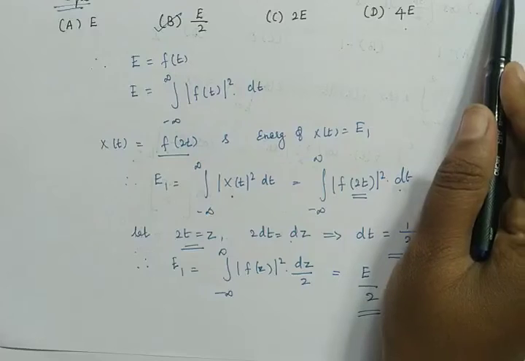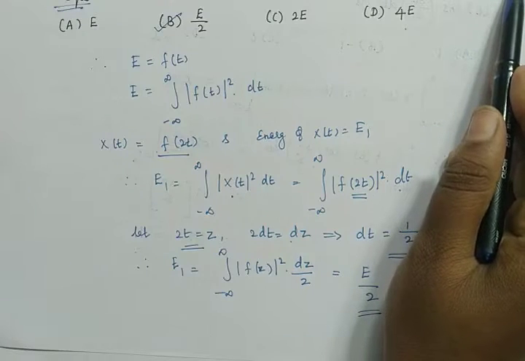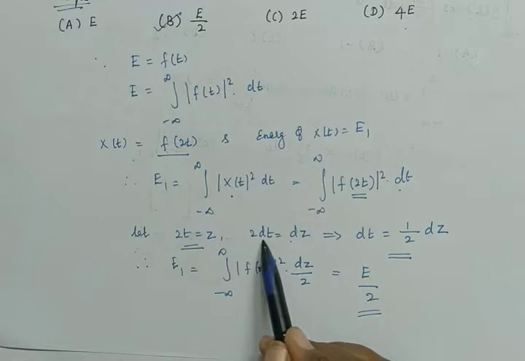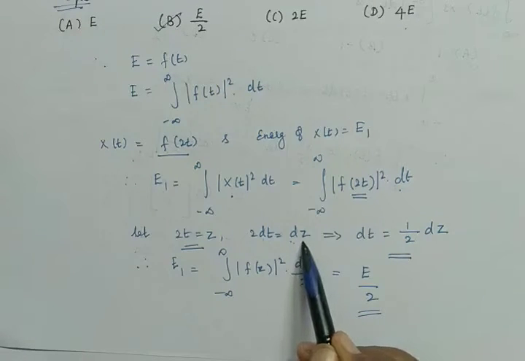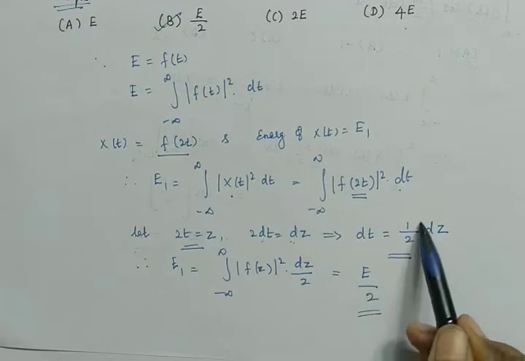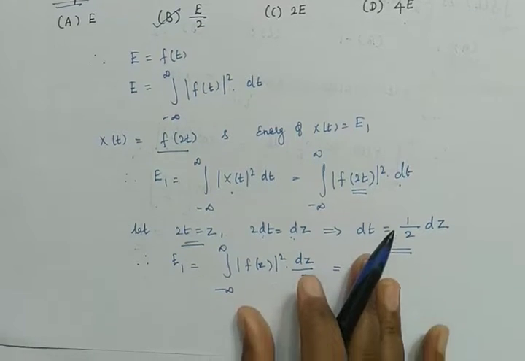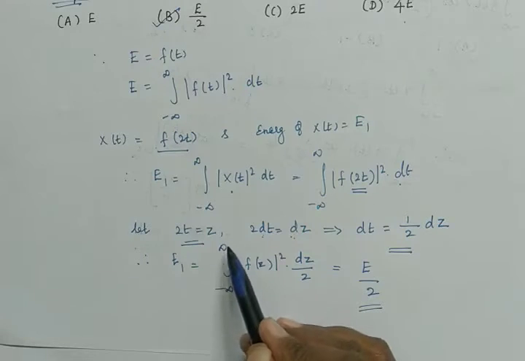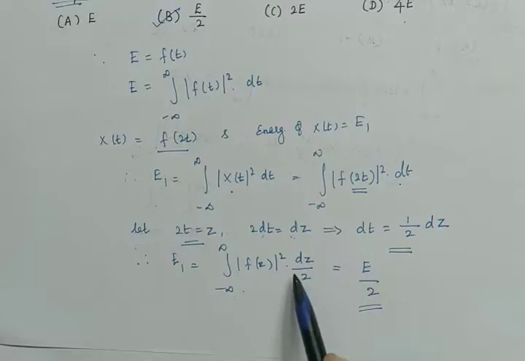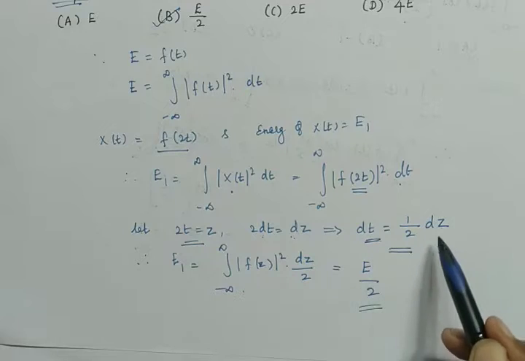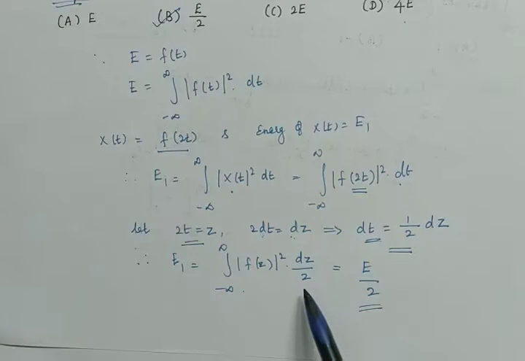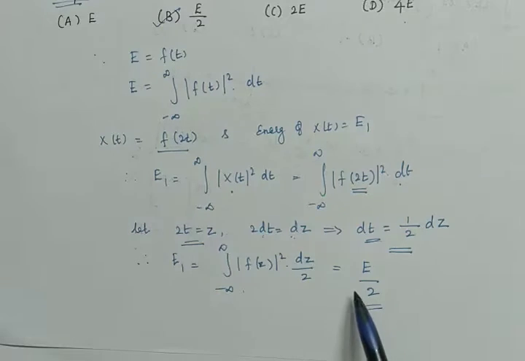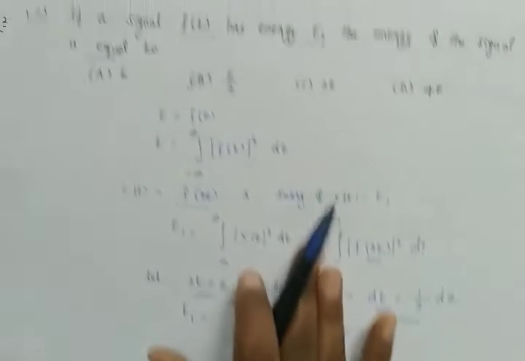Now what we have taken, this f of t, we have taken 2t as z, then 2 into dt. If we differentiate this, we can write this as dz. So from this we can write dt is equal to 1 by 2 into dz. Now let us write this equation, that is E1 is equal to integration from minus to plus of f of z the whole square into dt. So here we have dz by 2, 1 by 2 into dz. So we can write this as dz by 2, so that we will get E by 2. This is the correct option.